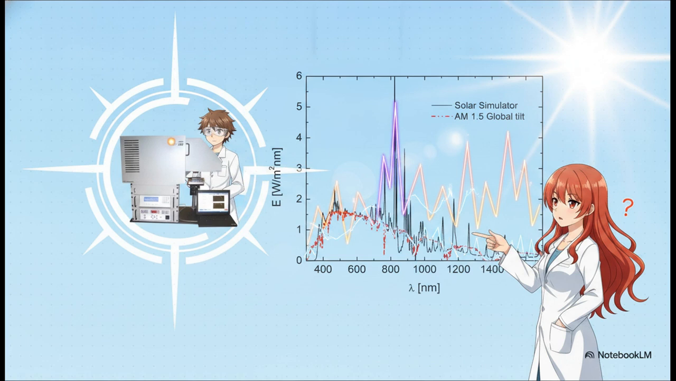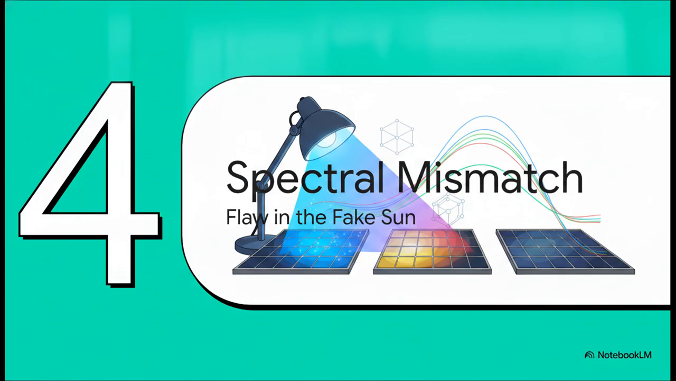Notice how it's full of dramatic, jagged spikes? Now, the red dashed line is the smooth, actual AM 1.5G sunlight we actually want. As you can clearly see, our fake indoor sun is definitely not a perfect match for the real thing. Which brings us perfectly to Section 4, the spectral mismatch problem, the flaw in the fake sun.